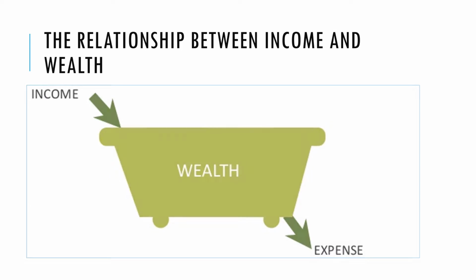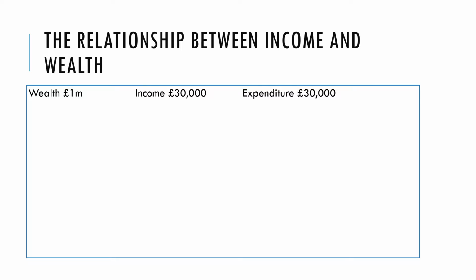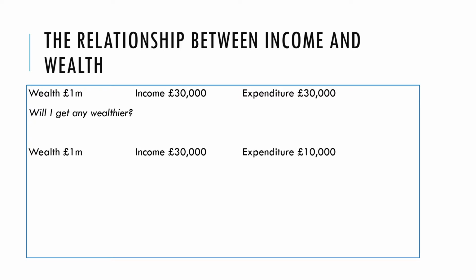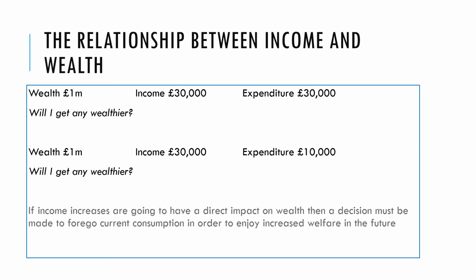So what is the relationship between income and wealth? Well, if I was worth £1 million, my income was £30,000 and my expenditure was £30,000, would I get any wealthier? The answer is no. My income is the same as my expenditure. If I was worth £1 million, my income was £30,000, but I was only spending £10,000, would I get any wealthier? Well, in that situation, yes, I would. I'd be getting wealthier by £20,000 every year.